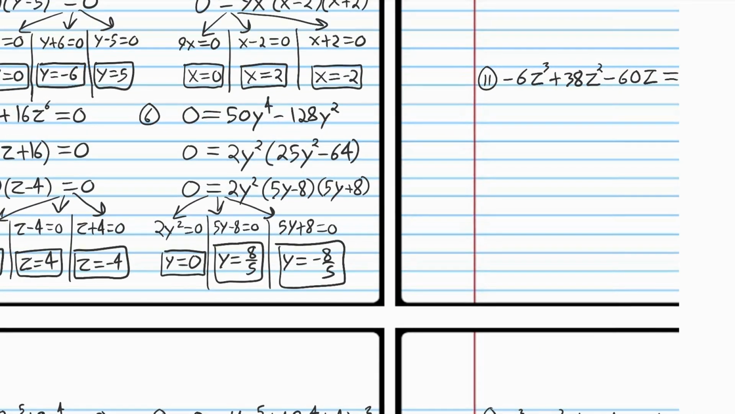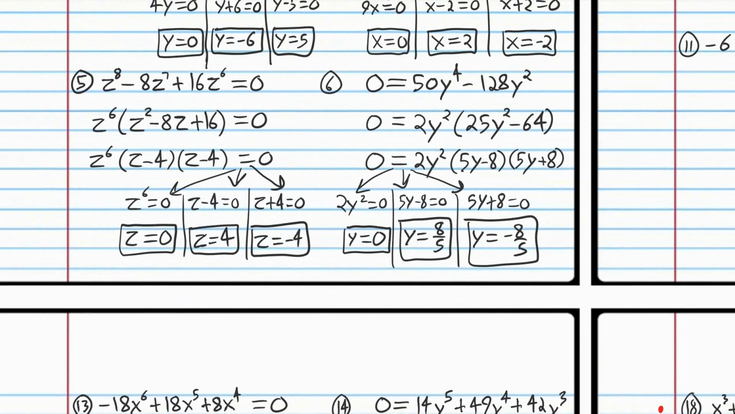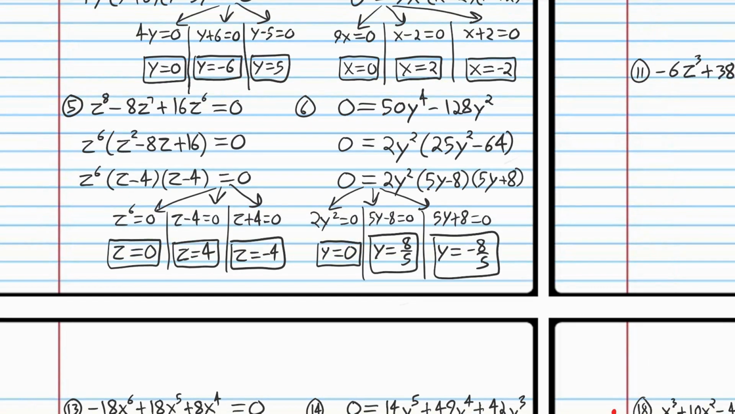All right, so again, the only difference for these two problems was that you had weird monomial terms. But again, it really doesn't matter. That just means one of the answers is going to be 0.